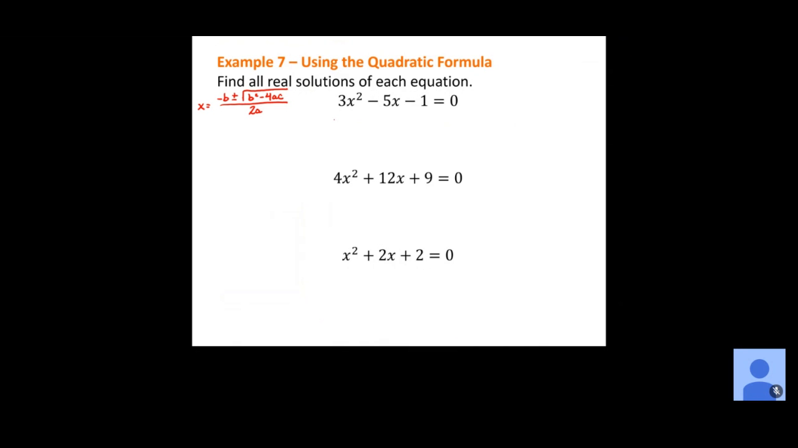All right, so if we're doing that for this first one here, what's that first term going to be? It's going to be a 5, right? Negative 5 becomes a positive. So we're going to start with positive 5, plus or minus the square root. Then we're going to take that b value and square it, right? So it's a negative 5 squared minus 4 times, what's our a value? 3. And then what's our c value?